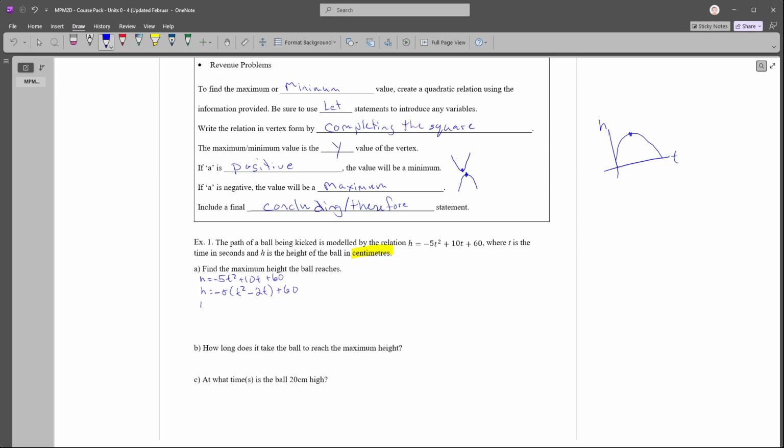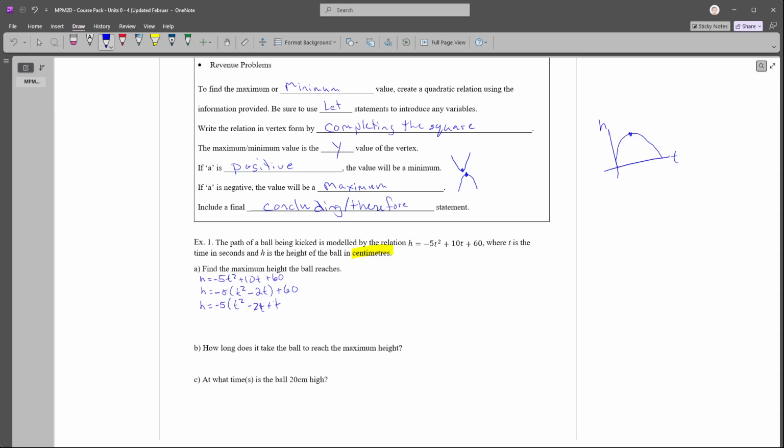Now, what's the next step? The next step is we look at the second term. We leave the negative 5 alone here. The second term is a negative 2. So what we're going to do is take that term, divide it by 2, and then square it. So negative 2 divided by 2 is negative 1. Negative 1 squared is just 1. So now what we're going to do is add and subtract.